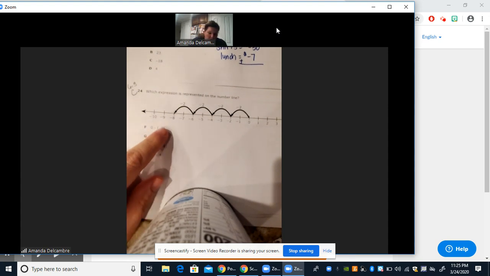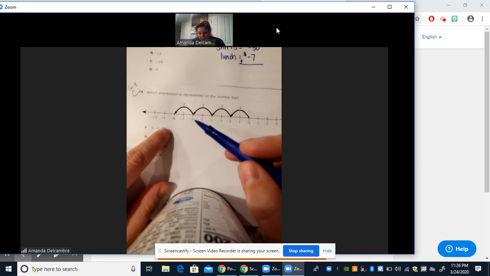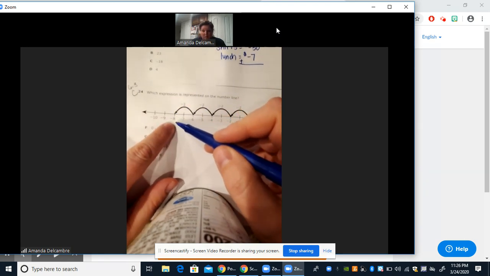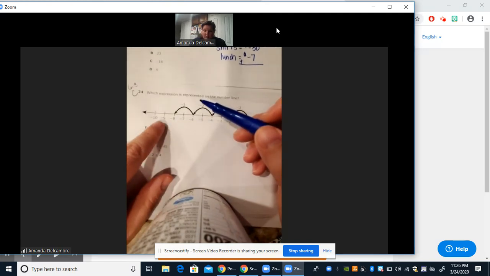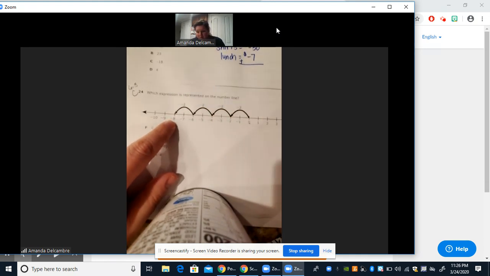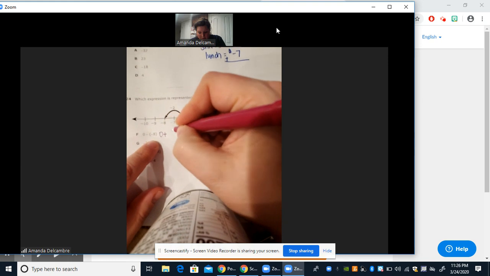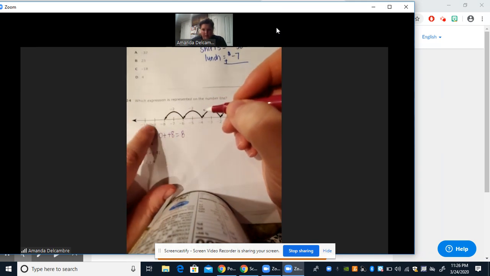So if I look, I started at 0 and I ended up at negative 8. So I know my answer would equal negative 8. Well, we have 4 examples here, and we need to figure out which one is going to give me that negative 8 as an answer. So if I look at 0 minus a negative 8, that's the same as saying 0 plus a positive 8. And 0 plus 8 gives me 8. Are those 2 the same?